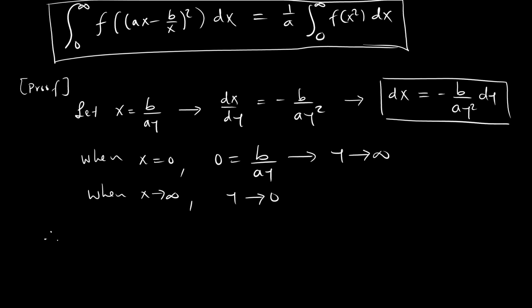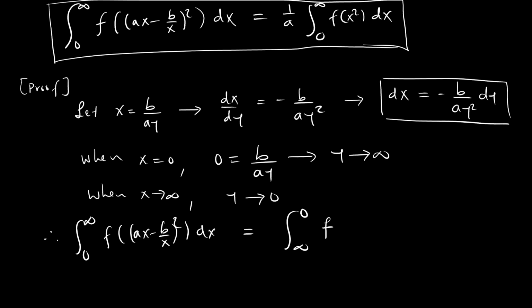Therefore, the integral from infinity to 0, and in the y domain, f of (ax − b/x) becomes (b/y − b y... ) and in place of dx we have negative b over ay squared dy.